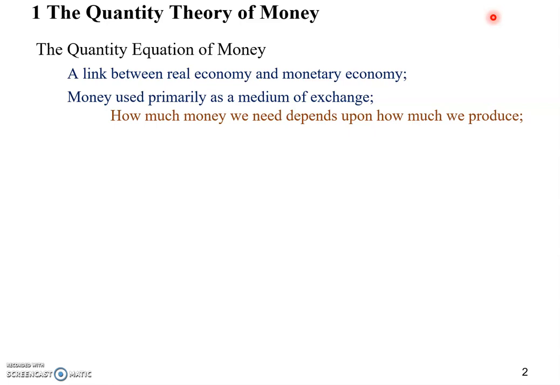So when we say how much money we need, that means we want what we produce, like the goods and services, to be able to be bought and sold on the market. Okay, so the money here is to facilitate the transaction of our output. Okay, that's why we said it depends upon how much we produce.